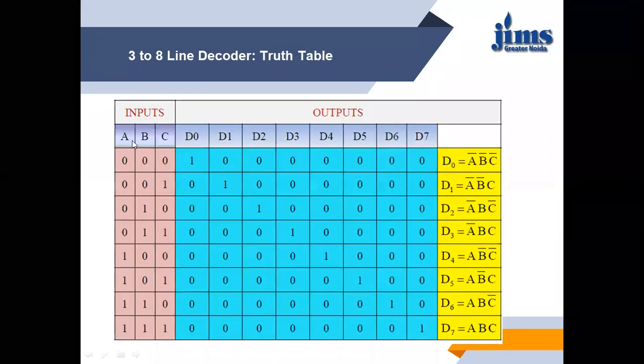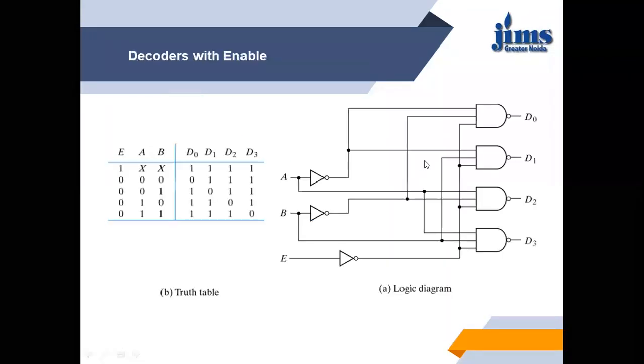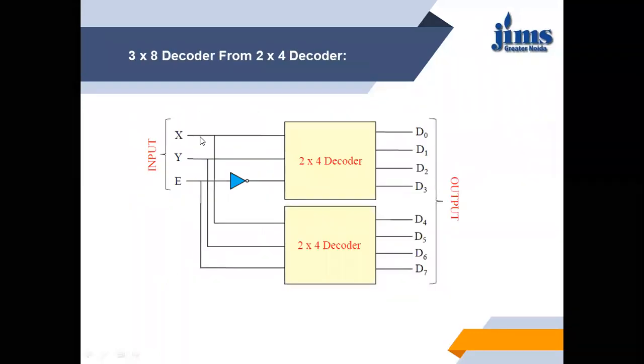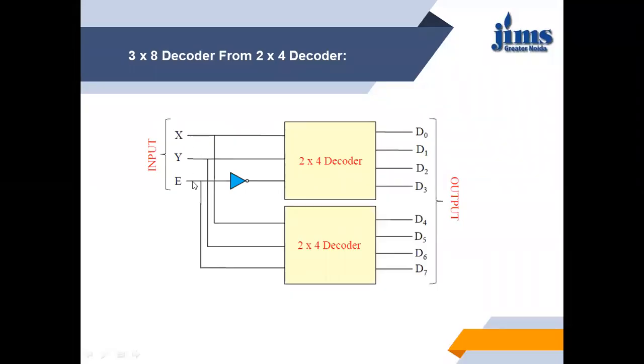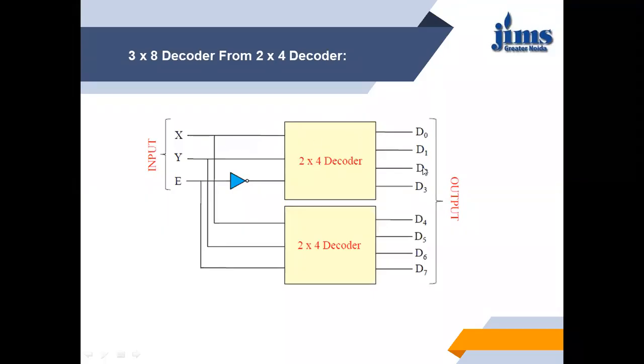This is your enable, X and Y. So enable is connected to the MSB A. X and Y are the two inputs. Whenever the combination is 0 0 0, enable is 0, and we should get the output 1 0 0 0 0 0 0 0. This is your A, B, and C. So whenever A is 0, this decoder will be deactivated and all four outputs will be 0, and only this decoder will be active and the output will be 1 0 0 0.